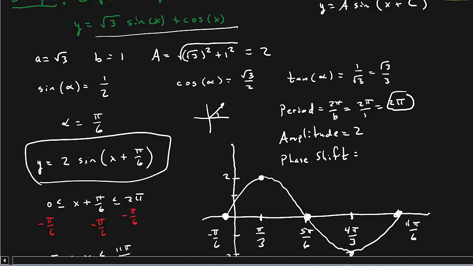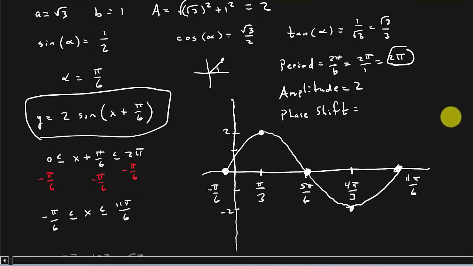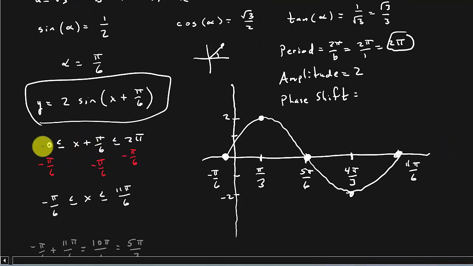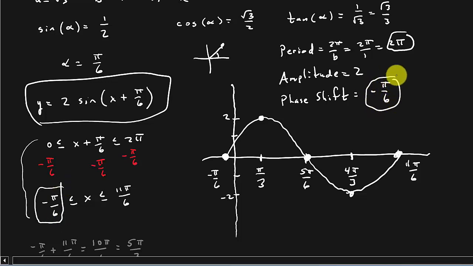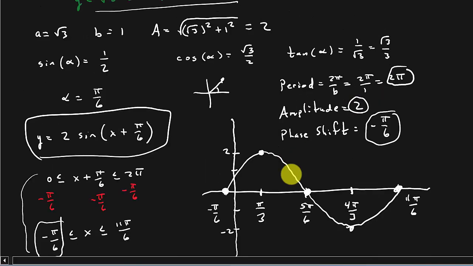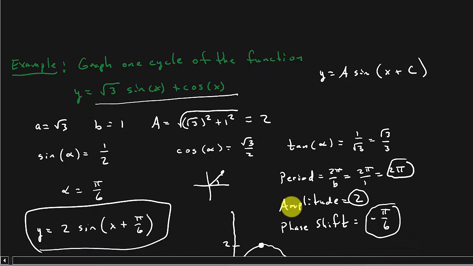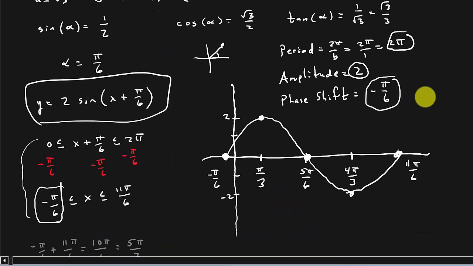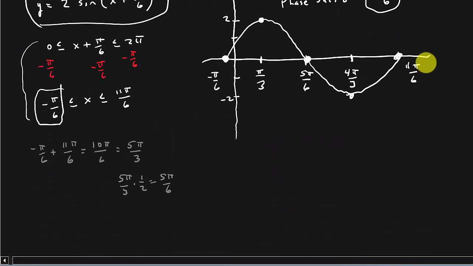So the phase shift, remember, you can do -c over b. Okay. But look, if you do this like I showed you, setting up that inequality, and once you solve it for x, this right here is your phase shift, -pi over 6. Okay. All right. So, it made it a lot easier writing this as just a single sine function and then graphing it.